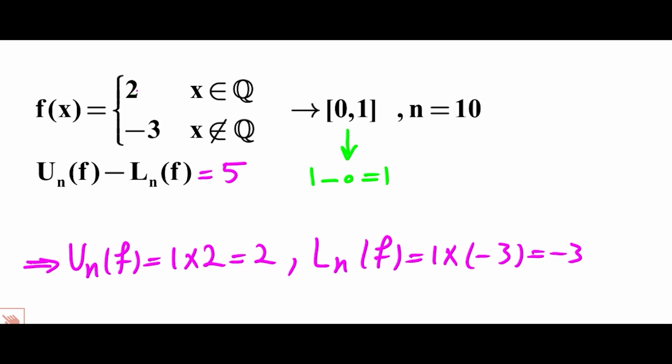So the maximum on any subinterval is always 2 and the minimum on any subinterval is negative 3. Or we can say, since the maximum and minimum values are constant across the entire interval 0 to 1, the partition size n cancels out when you calculate the sums. So whether n equals 10 or 100 or 10,000, the result Un of f minus Ln of f will always be 5. It's very, very important.